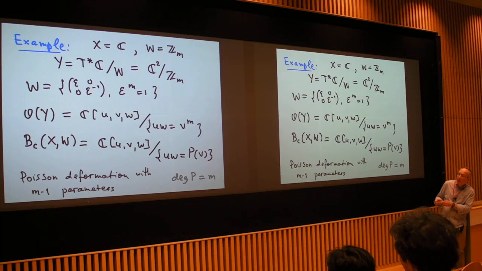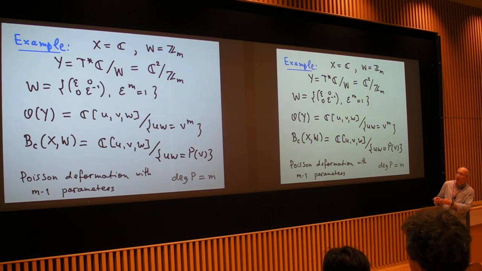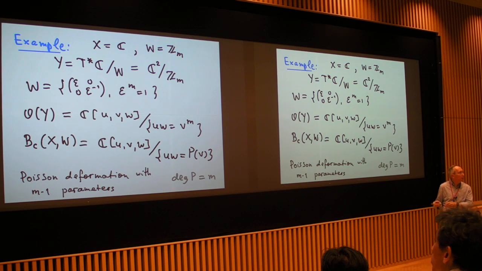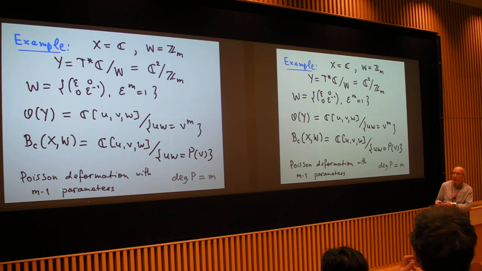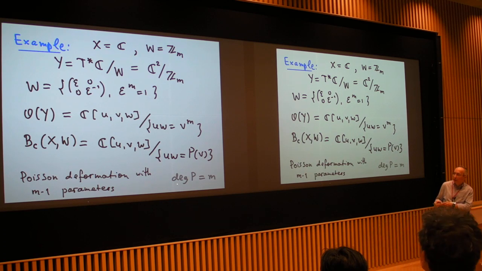And the deformation which arises within this theory of Cherednik algebras would look like this. Again, you have a commutative ring generated by three polynomials in three letters, but you quotient by the relation replacing d^m by an arbitrary polynomial of degree m. After rescaling a variable and a shift, you can essentially assume that this is a monic polynomial with one of the coefficients set to zero. So effectively you have m minus one parameters. And this will be a Poisson deformation, in fact the universal Poisson deformation of this singularity, with m minus one parameters. Okay, so that's the simplest case.